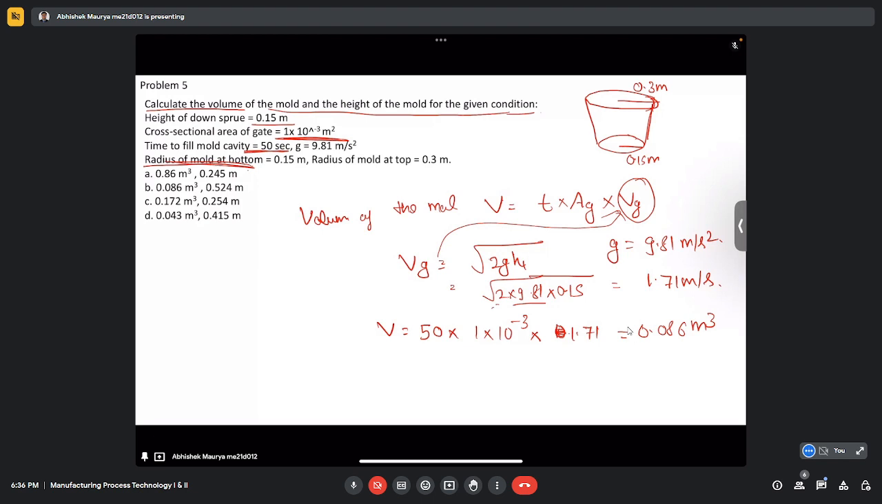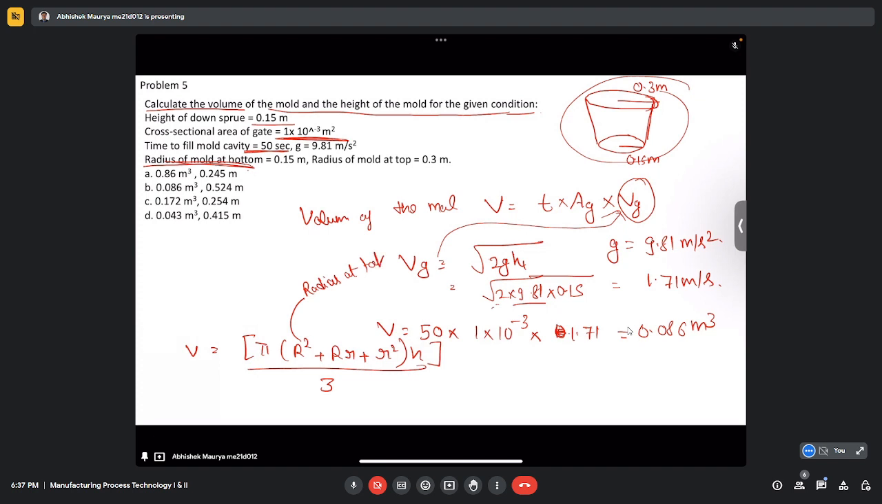And the volume of a frustum of a cone is given by pi times (R square plus r square plus multiplication of the radius at the top and the bottom) times height by 3. Here R is the radius at the top, and small r is the radius at the bottom. And now this volume should be equal to the volume which we have calculated over here.